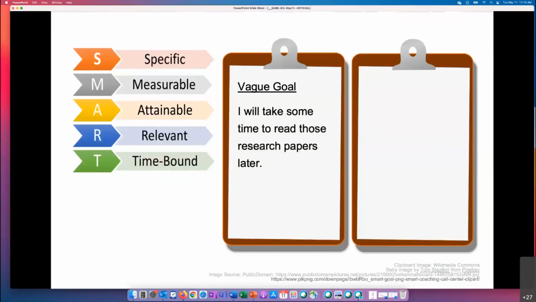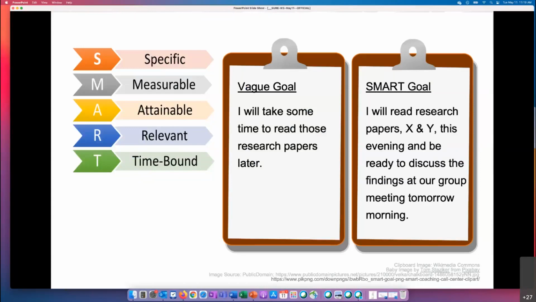All right, so an example of a vague goal would be, I will take some time to read those research papers later. If you imagine telling your boss this, or telling, you know, a child, delegating, or a colleague, take time to read those research papers later. That isn't very specific. So a SMART goal might look like, I will read research papers X and Y this evening, and be ready to discuss the findings at our group meeting tomorrow morning. You can see this is a lot more specific goal.